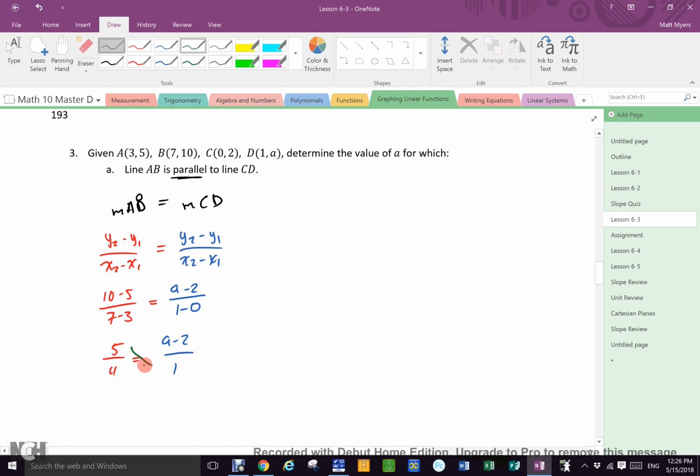Cross multiply. What's 5 times 1? 5. What's 4 times A? 4a. Minus. What's 4 times 2? 8. How do you solve that? How do I get rid of the 8, Ash? I add 8 to both sides. What's 5 plus 8? 13 equals 4a. What's my last step? Divide by 4. So 13 over 4 equals a.